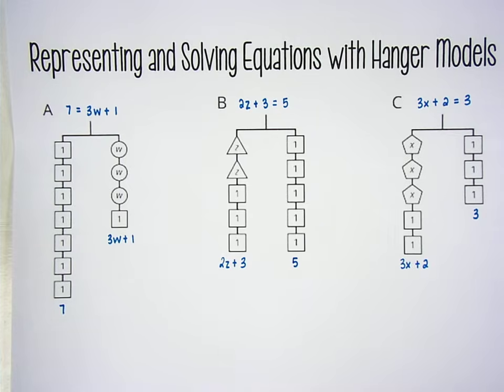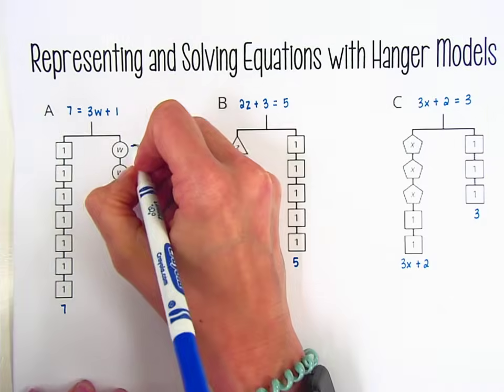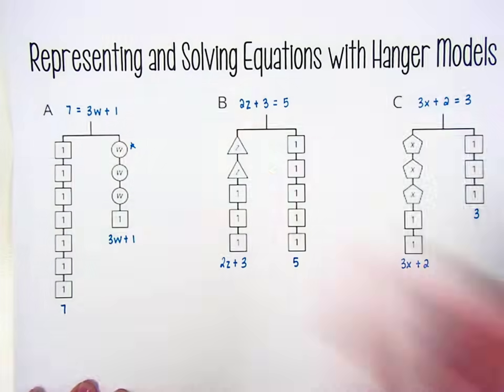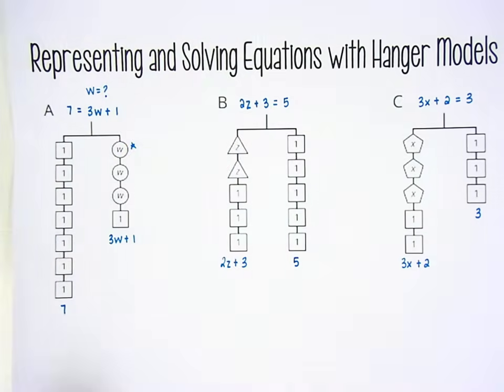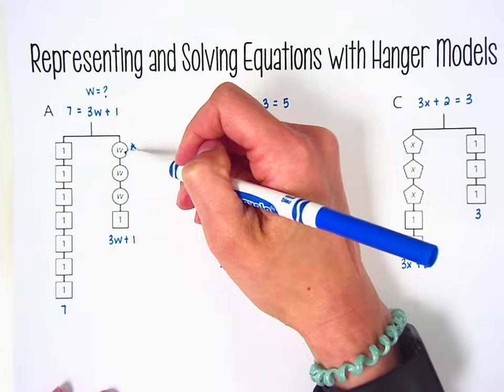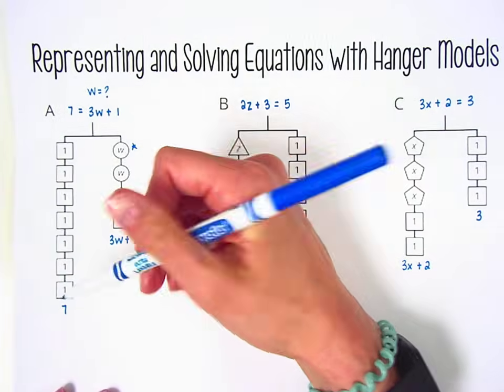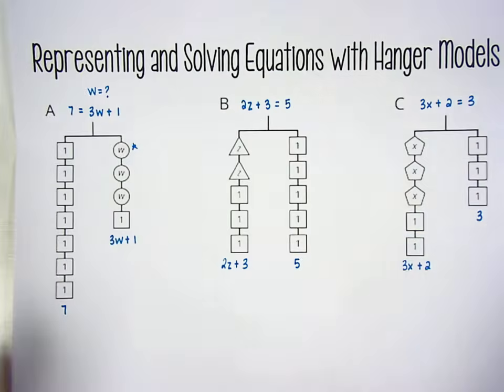Ultimately, when we solve an equation, our goal is to find the value of the variable. So in the first case, I want to know what's the value of W. W equals what? To find what W is equal to, I really want to know one circle weighs the same as how many squares. In order to get one circle by itself, I'm going to have to do a couple of steps to start figuring that out and eliminating some things here.